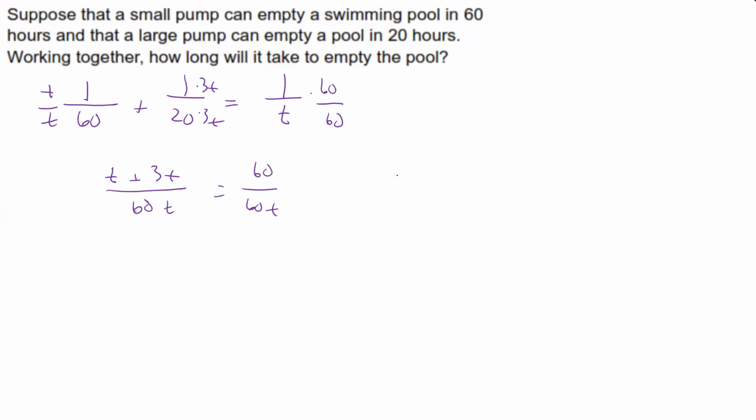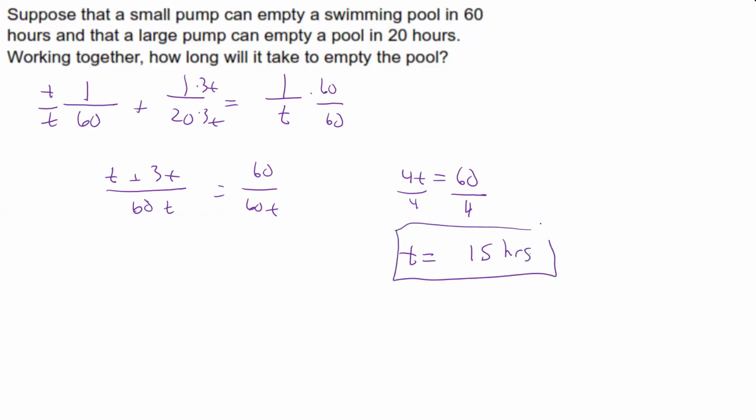So what we have is 4t equals 60, because since they're the same denominator, we just set the numerators equal, divide by 4, and so t is equal to what? 15, so it looks like 15 hours. And so that would be how long it takes working together. Okay. And so that would be our solution.